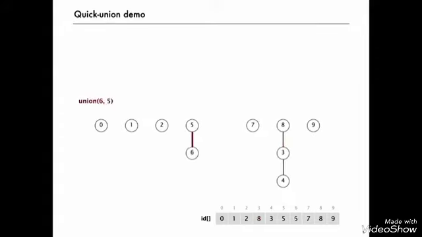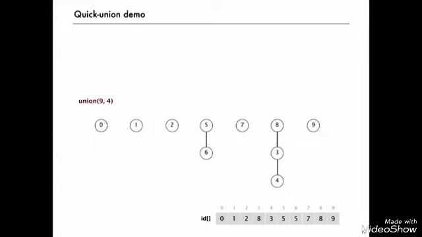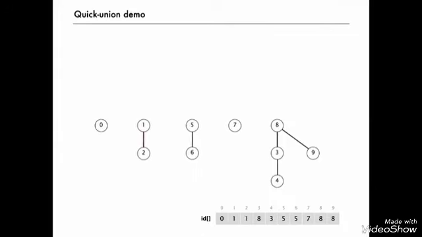6 and 5, 6 goes below 5. 9 and 4, so now the root of the tree containing 4 is 8. And the root of the tree containing 9 is 9, and so we make 9 a child of 8. 2 and 1, that's an easy one. Now if we get 8 and 9 connected, we just check do they have the same root, and they both have the same root 8, and so they're connected. 5 and 4, 4's root is 8, 5's root is 5. They're different, they're not connected.